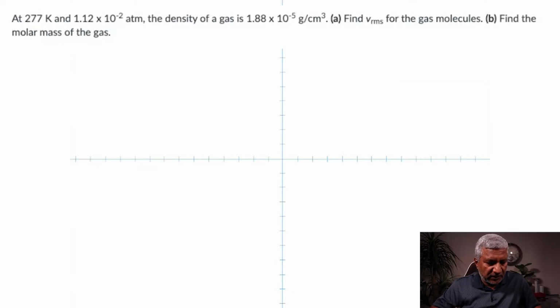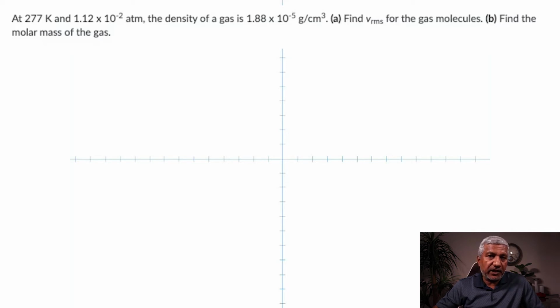All right, so here is the next question. It says at 277 Kelvin and 1.12 times 10 to the negative 2 atm, which is another unit that we never use. You'll have to change it into pascals. But anyways, the temperature is given, the pressure is given, the density of the gas is given. You have to find the RMS speed.